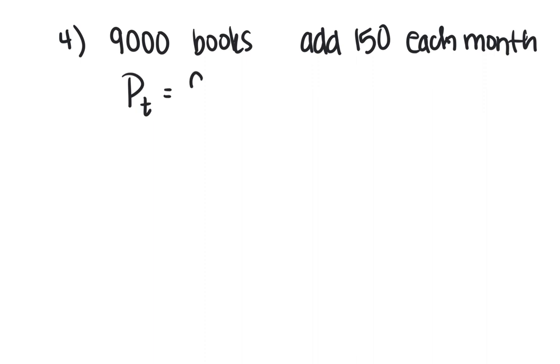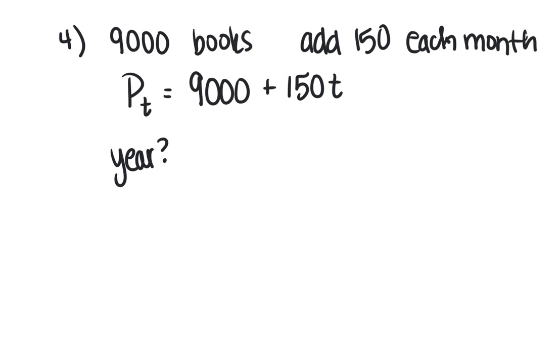But we take our initial amount and we're adding 150 each month, so we will multiply by t here. How many are we going to have in a year? Well, what would our t be for 1 year? This one didn't do that weird thing with the numbers, so this one will be P12. It will be 9,000 plus 150 times 12.